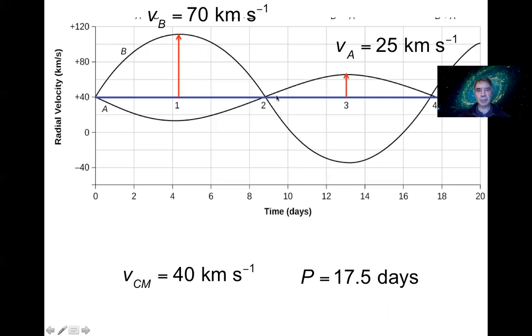If you've got a double line spectroscopic binary, that's how you do it. If you've got a single line one, then you need to probably do half the peak to peak, which would be the easiest way, because you wouldn't have this reference point.